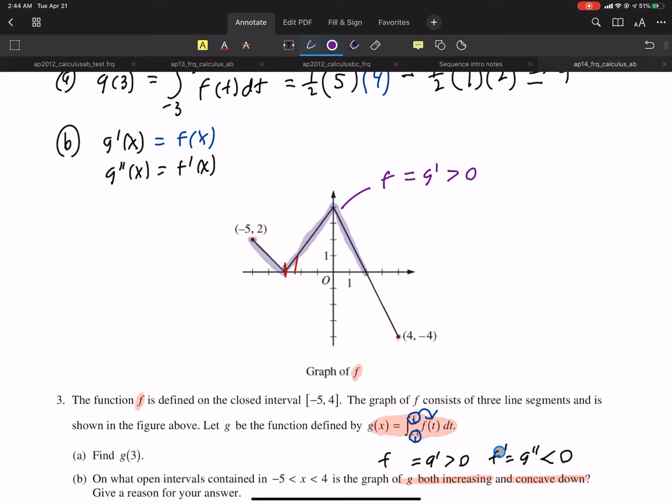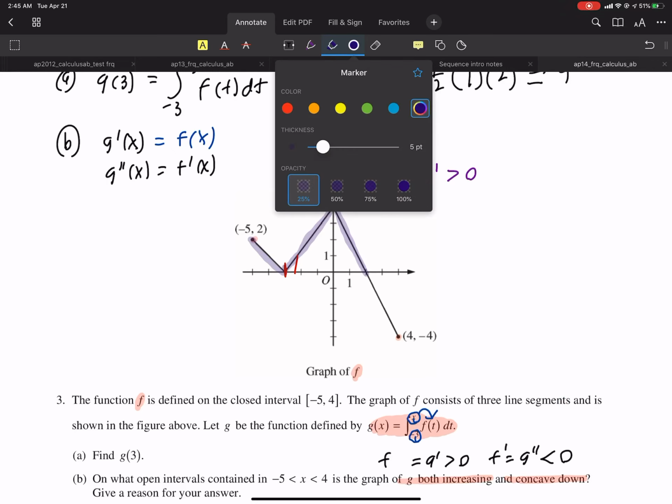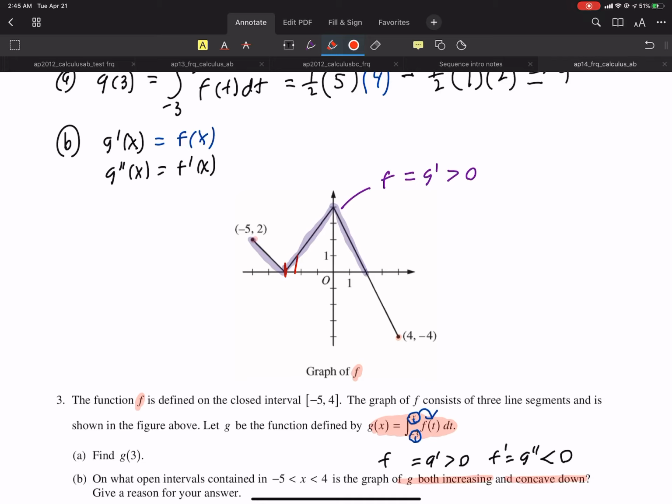So let's look at this one. I want to know when F prime is negative. Well, I have F. When is F prime negative? F prime's negative when F is decreasing. So in a beautiful red, yeah, I'll do red. When is this function decreasing? I'm going to do it off to the side here and here.